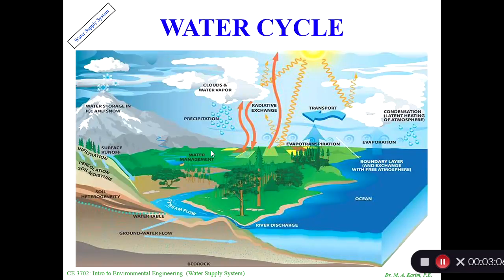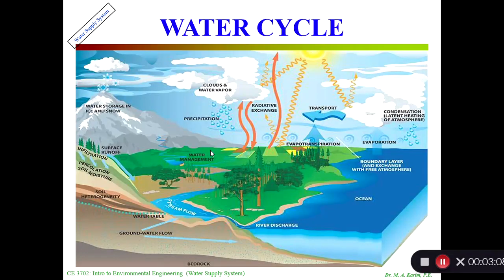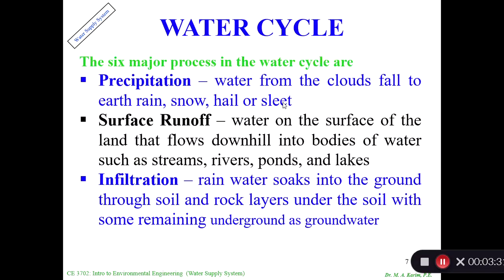So here this one shows the water cycle a little bit. Water is going up, coming down, right? Rainfall is coming down, evaporation is going up, and other things. It also shows water storage in the ice and snow and different areas. So this basically shows a pictorial view of how the water cycle works.